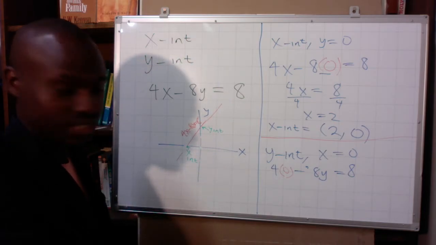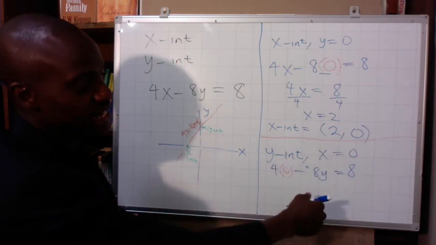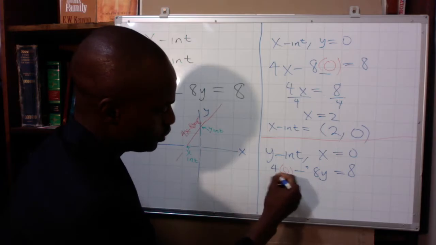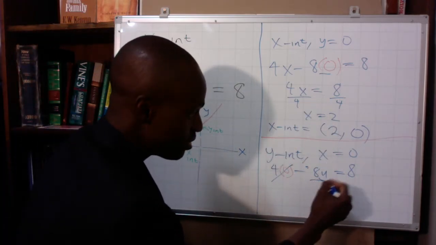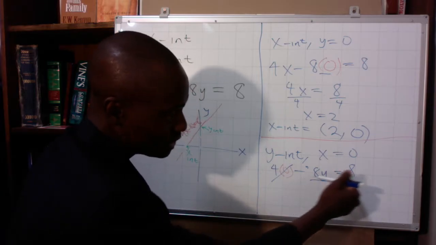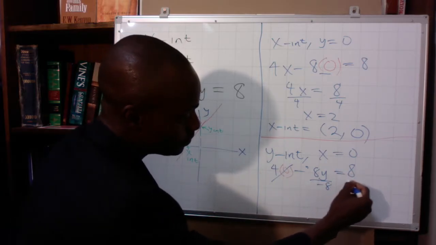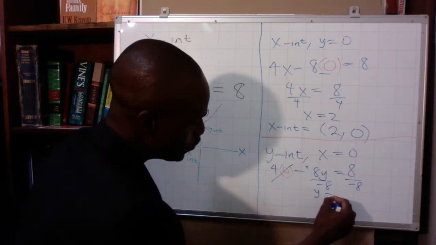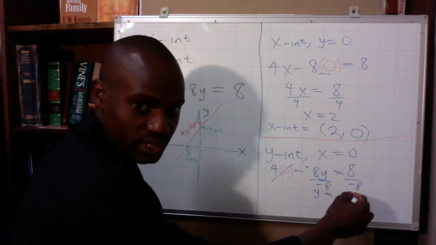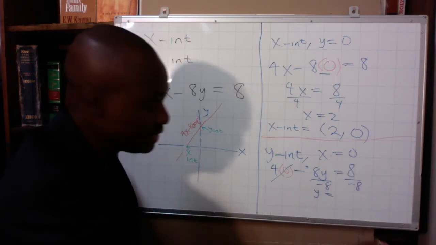Okay, 4 times 0 is 0, negative 8y equal to 8. We can pretty much take that away. We divide both sides by negative 8 because we want to get y by itself, which leaves us with y equal to negative 1 because 8 divided by negative 8 is negative 1.